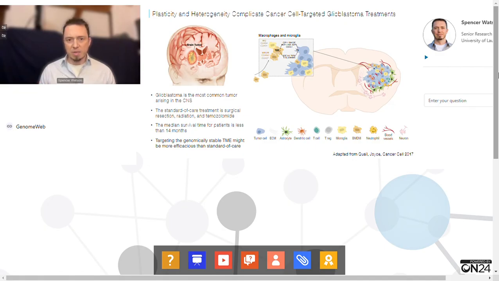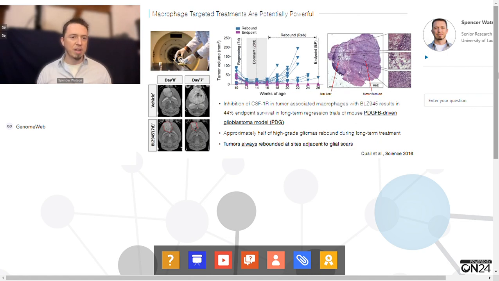One of the cell types that we focused on in the lab of Professor Johanna Joyce was tumor-associated macrophages, using anti-CSF1R inhibitors, such as this agent BLZ945, to try to re-educate TAMs from a pro-tumoral phenotype back into an anti-tumoral phenotype. In mouse models of glioblastoma, this was very successful. We were able to shrink even very large tumors down to small dormant lesions.